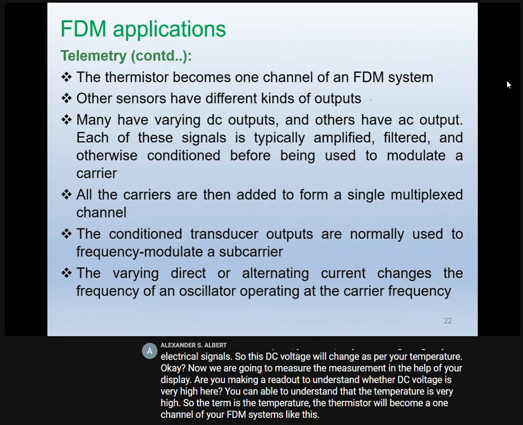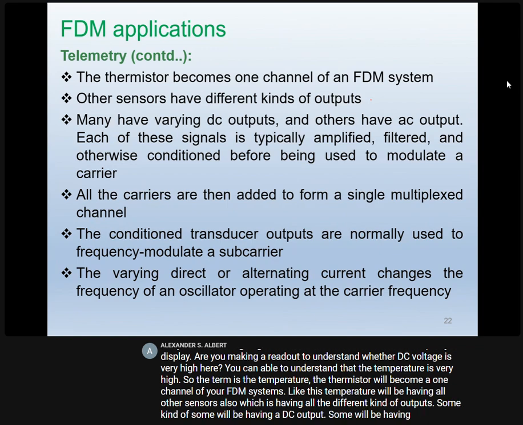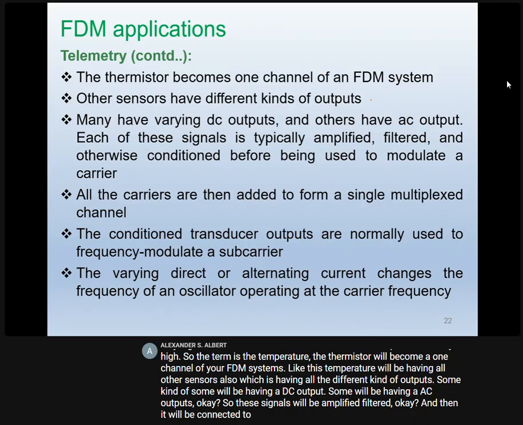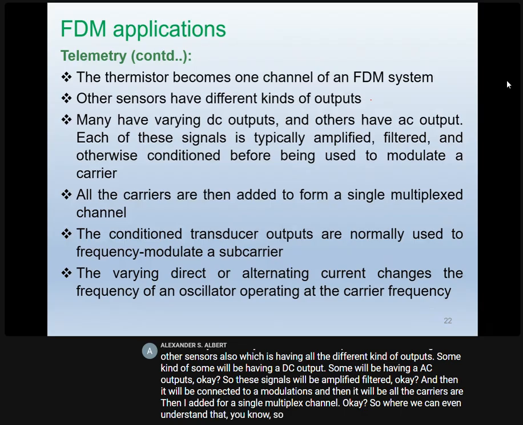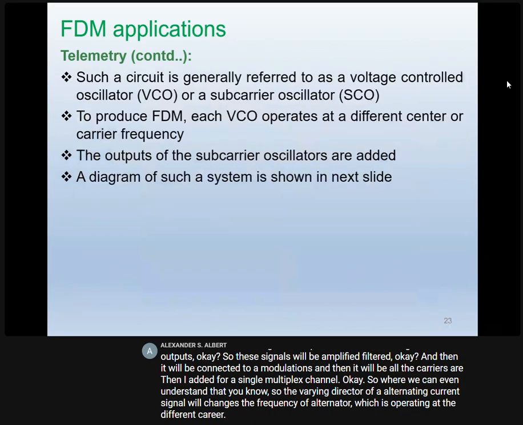Like the temperature sensor, all the other sensors will also have different kinds of outputs. Some will have a DC output, some will have an AC output. These signals will be amplified, filtered, and then connected to modulation, and all the carriers are then added into a single multiplex channel. The varying direct or alternating current signal changes the frequency of an oscillator, which operates at a different carrier frequency.